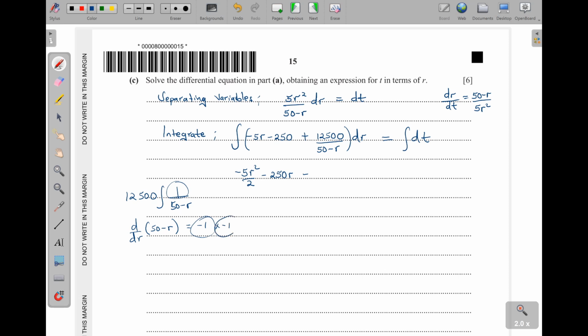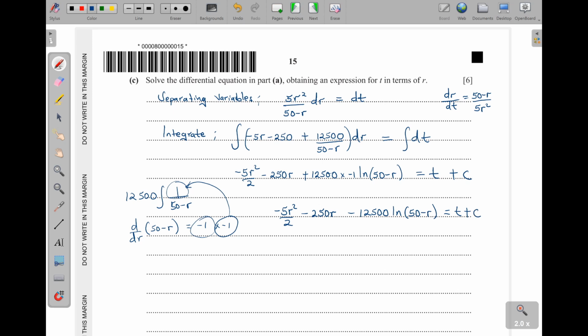Now, that operation here, which gives you what is in the numerator, is what you put on the natural log. So this will be negative. First of all, you are having this 12500, and then now times negative 1, then natural log of 50 minus r. This other side, of course, the integral cancels the derivative. And then we are going to have t, then we can put plus c. So altogether, I can write it as 5r squared over 2, then minus 250 of r, minus 12500 natural log of 50 minus r, which is equal to t plus c.